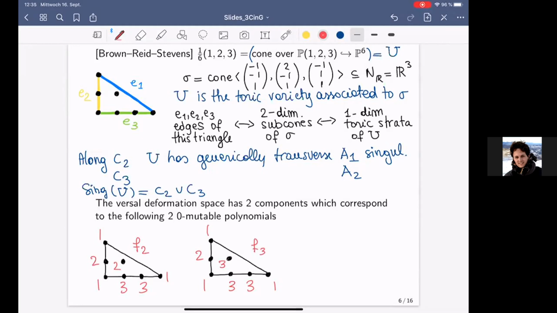Okay, and so this is an instance of a more general picture which probably works. I mean, we hope that it works. We conjecture it holds for every Gorenstein toric affine threefold.